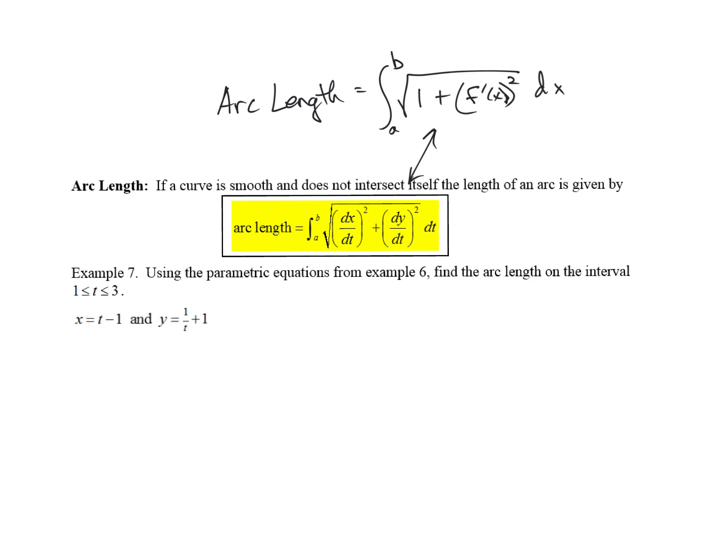So let's use our formula then to figure out this one. And we're going to start with, we have to find our dx dt and dy dt. So dx dt is just 1 here using these equations.